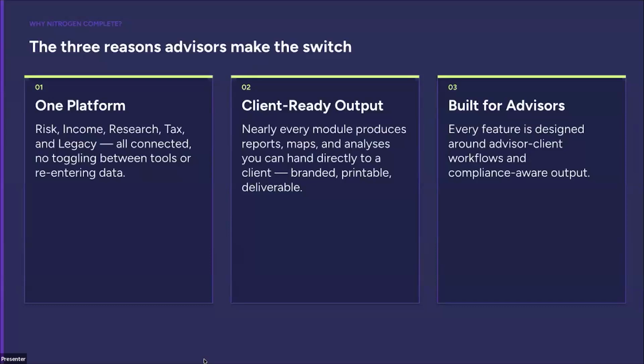So that includes things like Risk Center, with the Nitrogen risk assessment tool, portfolio tools, and proposal tools. Income Center, where you do financial planning with retirement maps and income by source, so we can look at how accounts are transitioned down in retirement. Things like Tax Center and Legacy Center, all of that falls under the umbrella of Nitrogen Complete. So all of that is included in Nitrogen Complete.